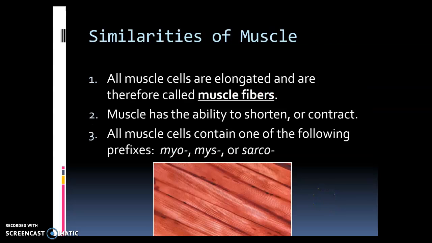So, similarities: all muscle cells are elongated, and when they're elongated, they become muscle fibers. It has the ability to shorten or contract. All muscles are able to do that, and they all contain one of the following prefixes: myo, mys, or sarco. All those things refer to the muscle itself.